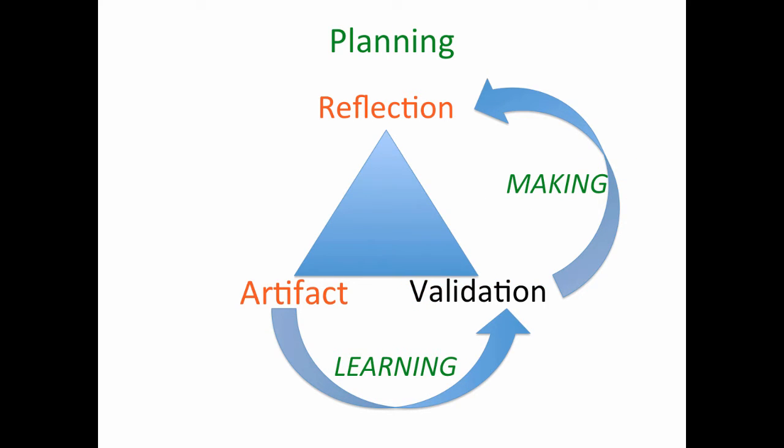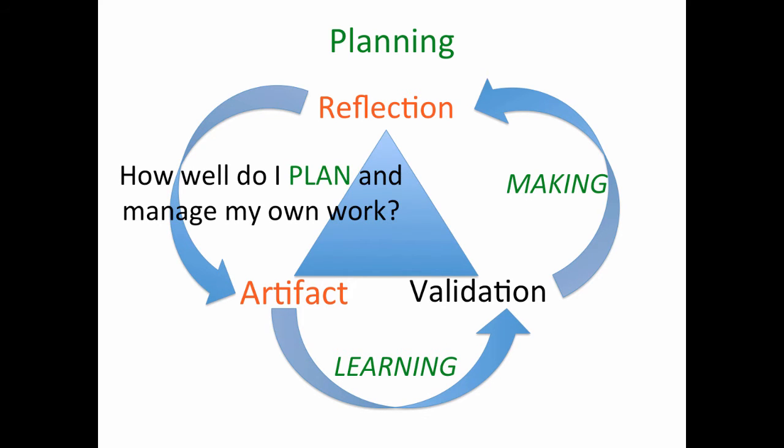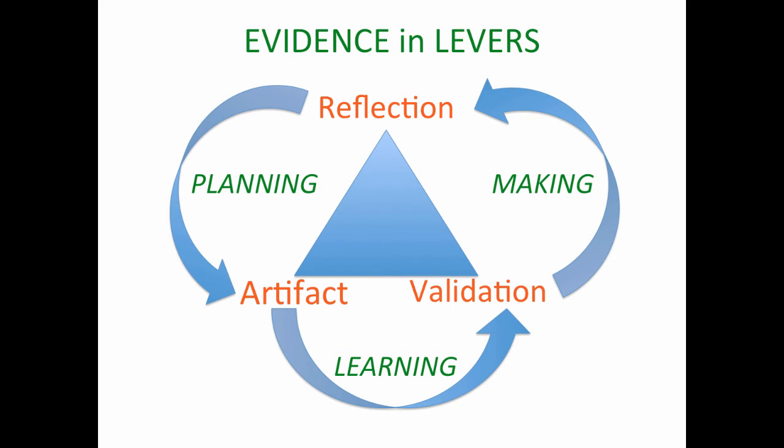And in the planning, at the very beginning, did I plan well and manage my own work that could lead me to a good product? Going through this process, we can see how the artifact, reflection, and validation begins with that artifact, but how going backwards we can look and improve on our own processes. These are the two directions that we use evidence in LEVERS.